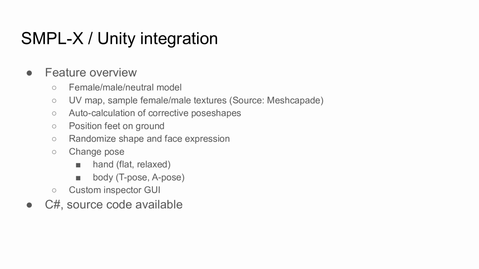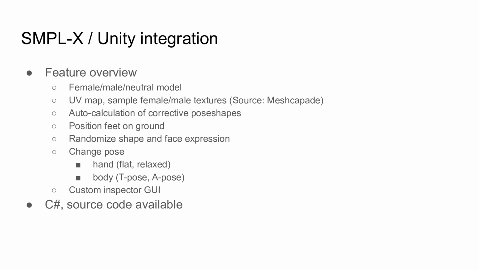Here's a quick overview of the feature set of the SMPLX Unity integration. You can quickly add the female, male or neutral model. They are already properly set up with a UV map, and we provide textures and predefined materials to help you setting up the appearance. The pose-dependent weights for the corrective pose shapes can be auto-calculated. With a click of a mouse button, you can position the feet on the ground, and it's possible to randomize the shape and face expressions.